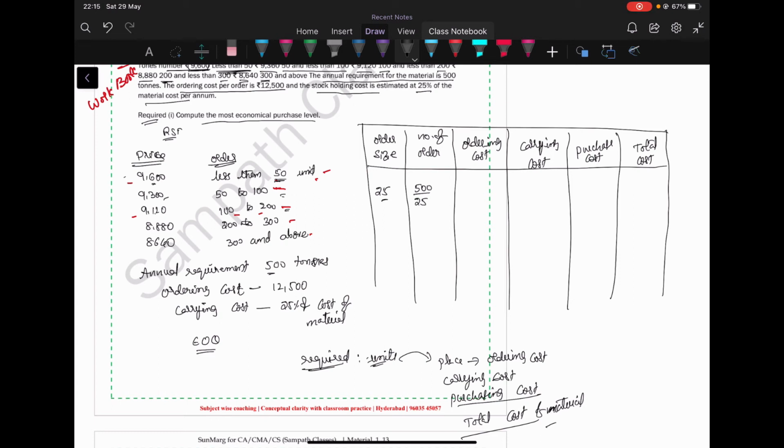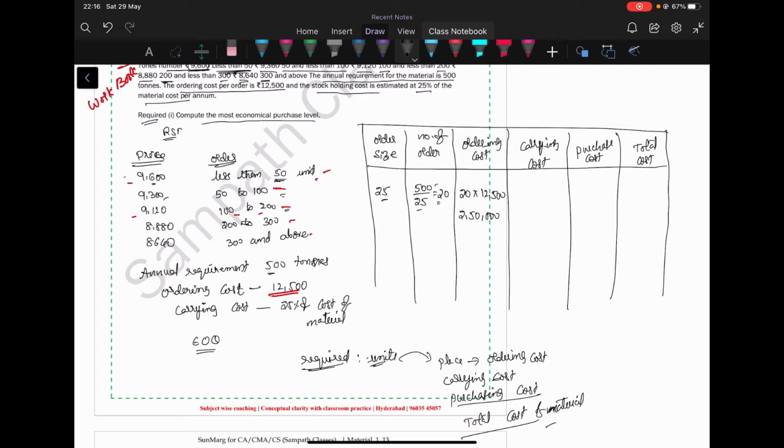In the sense, how many times am I placing the request? 500 is my annual requirement, every time I am placing the request for 25 units, so 500 divided by 25 is 20 times I am placing the order. Per order I am incurring 12,500 rupees. This is the ordering cost. 20 into 12,500 is 2,50,000 rupees I am incurring for placing orders.